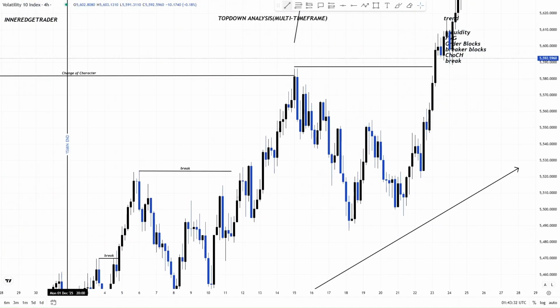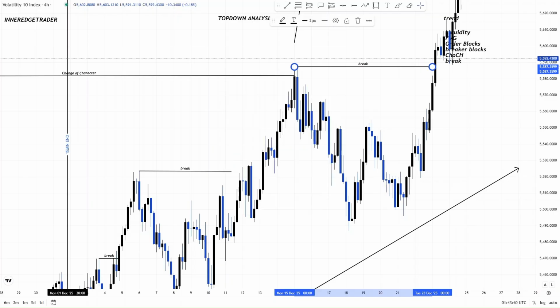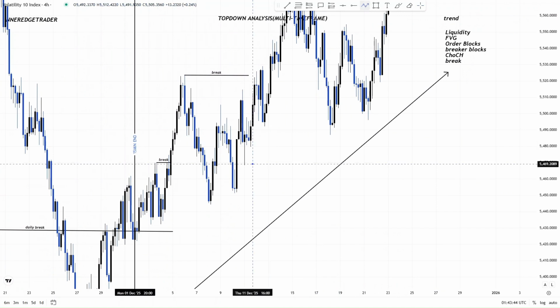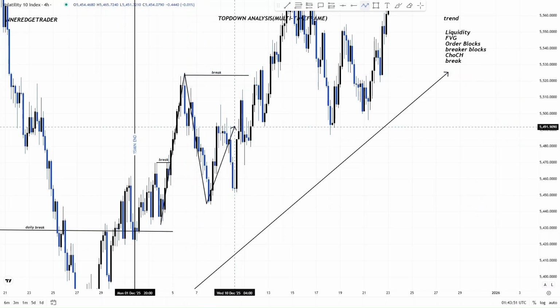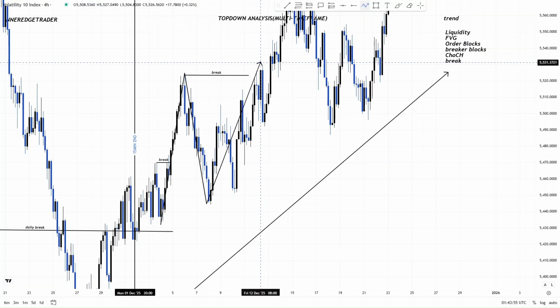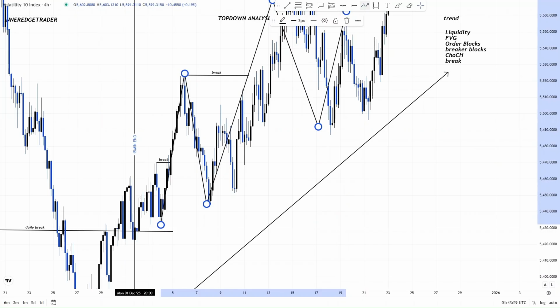Now, as a trader, your main goal is to find a retest after a break, because the market moves in impulse and correction moves. So this is an impulsive move. This is a correction move. This is an impulsive move. An impulsive move, a correction move, a correction move, and the rest like that, and so on and so forth.